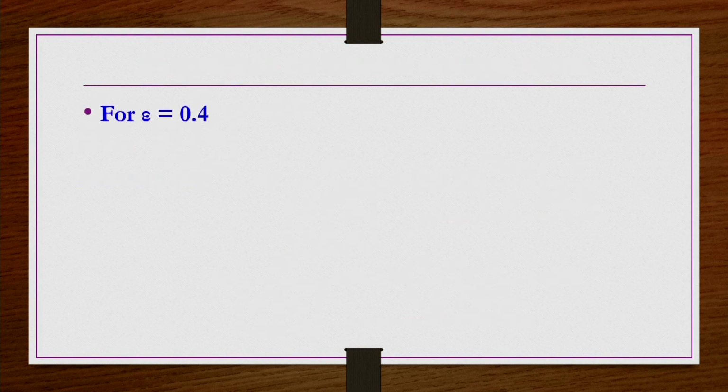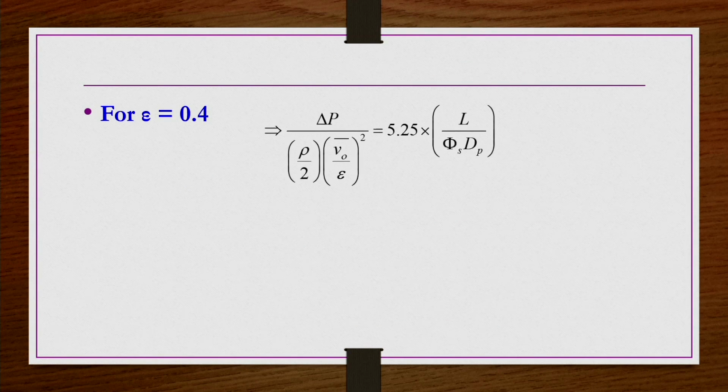Let us say you take a voidage of 0.4 and calculate the right hand side term of the previous equation: you will get 5.25 multiplied by L by phi s dp. What does this L by phi s dp indicate? L is the height of the packing, dp is the equivalent size of the particle, or volume equivalent sphere diameter of the particle, that is known. For a spherical particle, dp is nothing but the diameter of the particle. Okay. For short cylinders, we have to find the equivalent diameter and then multiply by its sphericity 0.874, that is what we have to do.